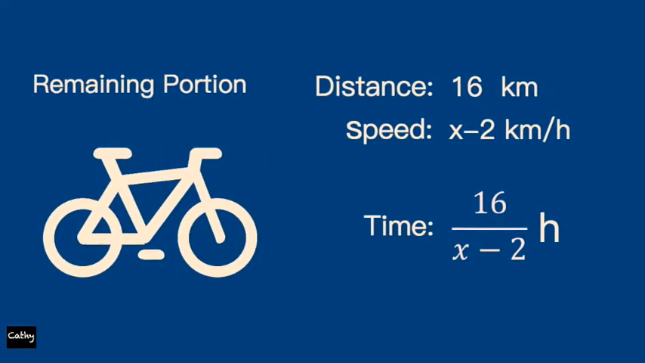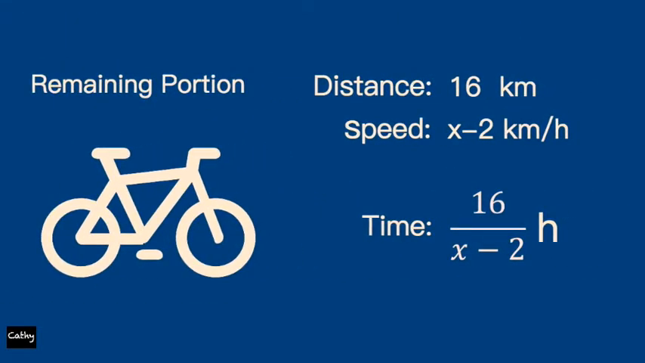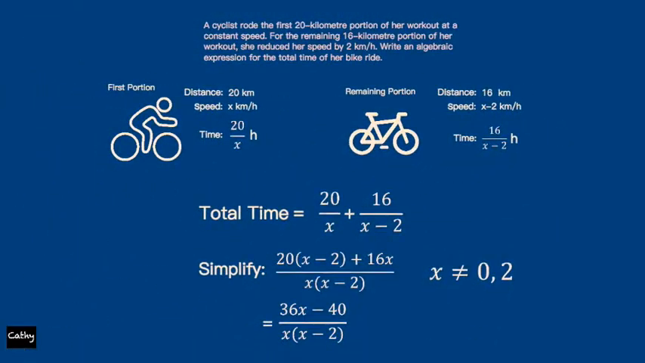For the remaining portion, the distance is 16 km, and the speed had changed into x minus 2 km per hour. So the time would be 16 over x minus 2 hours. Then we could get the total time would be equal to 20 over x plus 16 over x minus 2, and simplify it: 20 times x minus 2 plus 16x over x times x minus 2.